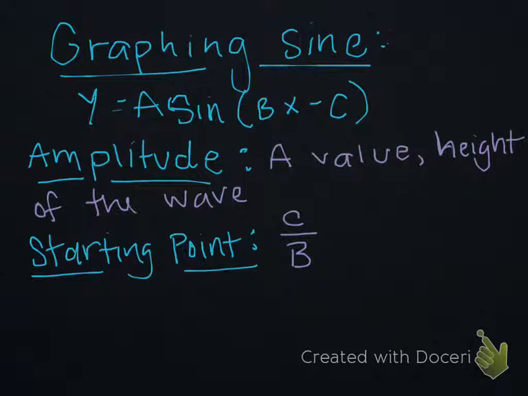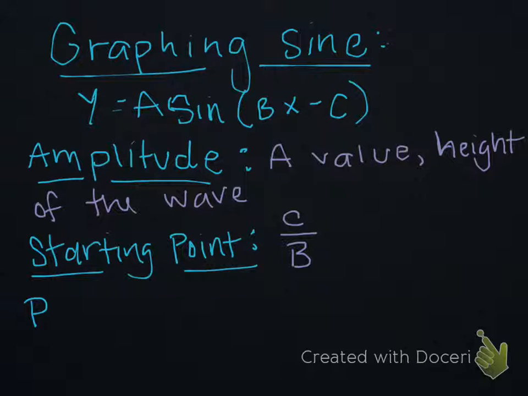The reason we have a starting point is the sine wave will travel forever, left to right. So the domain is all reals because it's going to go forever and ever. We're just going to be focusing in on one individual wave, so we need to know where that one particular wave is starting. That's how you find the starting point.